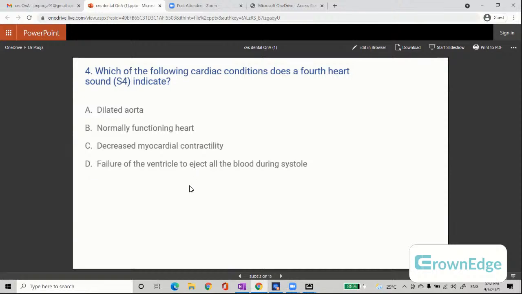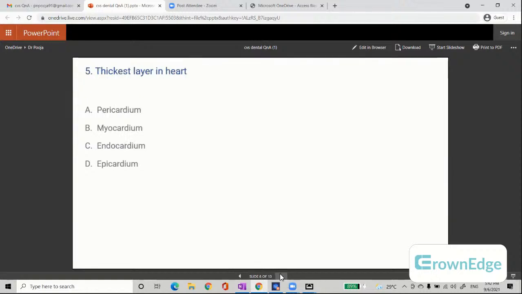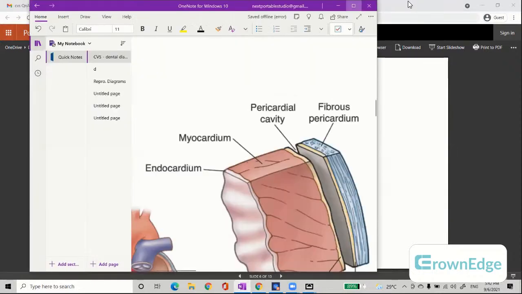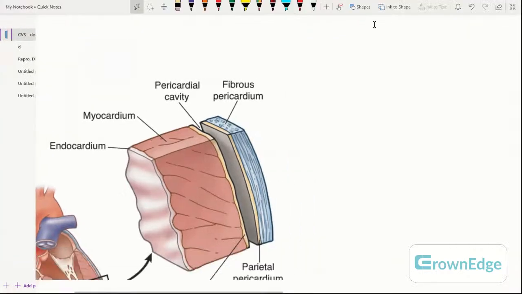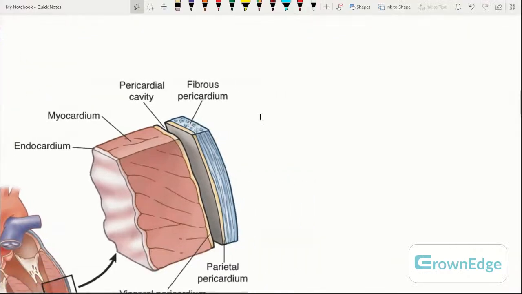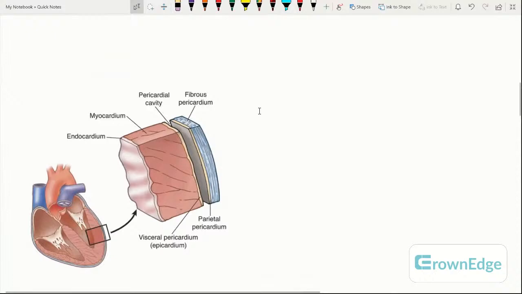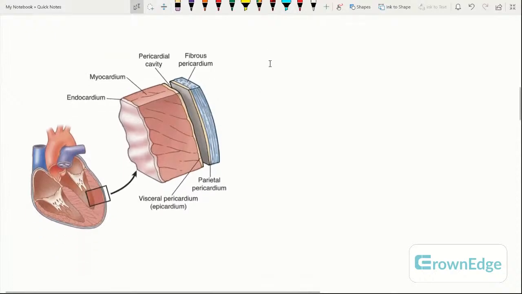Now I hope everybody can understand this concept and give the proper answers, right? Let's move on. Thickest layer of heart. So what are the layers of heart and what is the thickest layer of heart? I don't need to write anything down, right? Why? Because I do have a diagram for you guys. So let's see what the layers of the heart are.